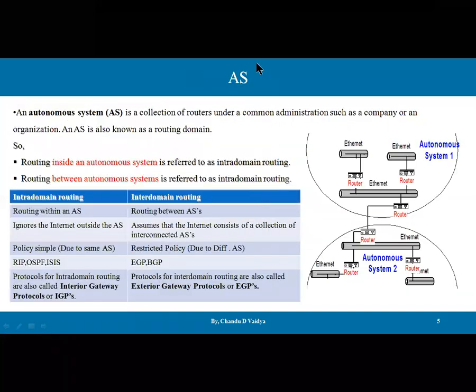Now let's talk about the autonomous system. As we know, guys, autonomous system is a term. An autonomous system is a collection of routers under a common administration, such as a company or an organization. An autonomous system is also known as a routing domain. If we say any particular organization is an autonomous system, it means they have their own decision policies, their own protocols, and their own working mechanisms.